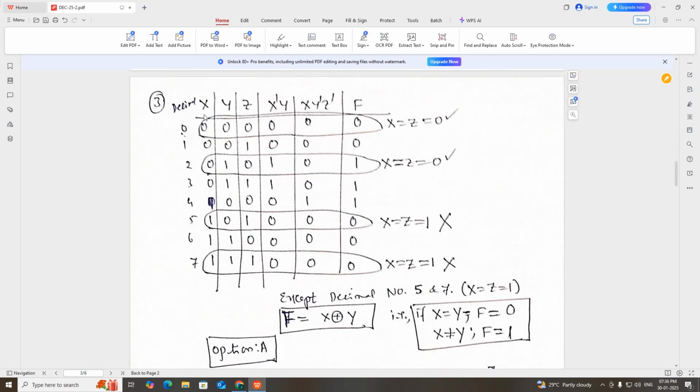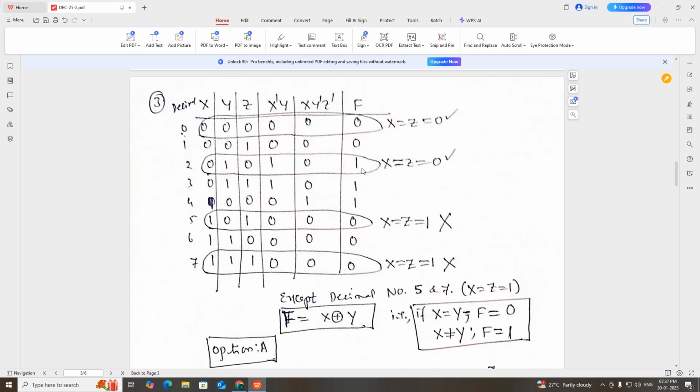So for the third one, it's X, Y, Z. So 0, 1, 2, 3 up to 7. So here we will consider the fifth one, the serial number fifth one. Here X equal to Z equal to 1. This does not occur. And similarly here seventh one, X equal to Z equal to 1. This also will not occur. Whereas these two will occur. Therefore I put a tick mark here, and a round mark here.